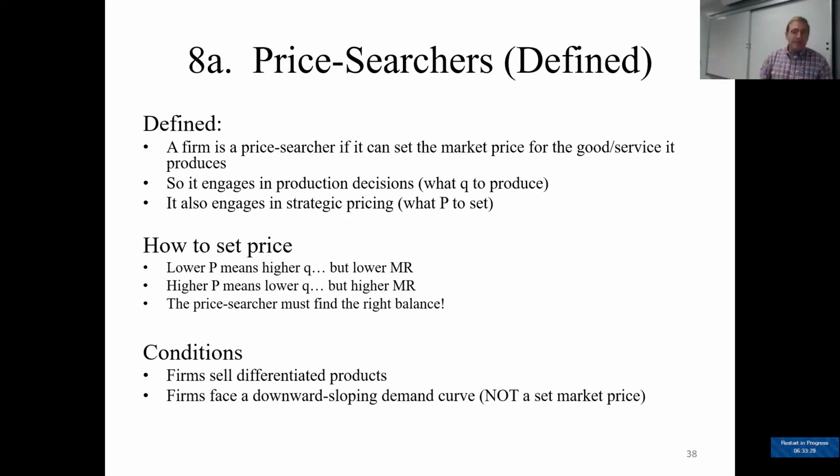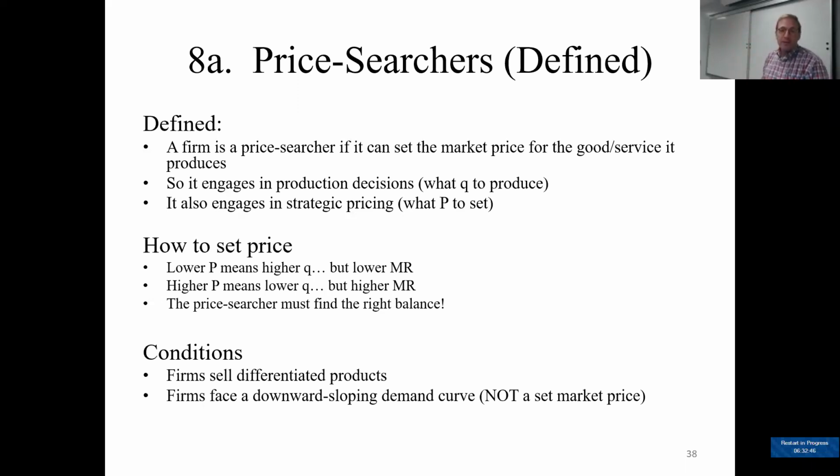The second condition is that firms face a downward sloping demand curve. Remember that with the price taker, the demand curve is horizontal, because regardless of the quantity, the price is going to be the same. A price searcher faces a downward sloping demand curve, which means that if the price searcher lowers the price, quantity sold increases. If the price searcher raises the price, quantity sold decreases. It's a downward sloping demand curve. So basically what it comes down to is the price searcher has to find the optimal point on that demand curve.